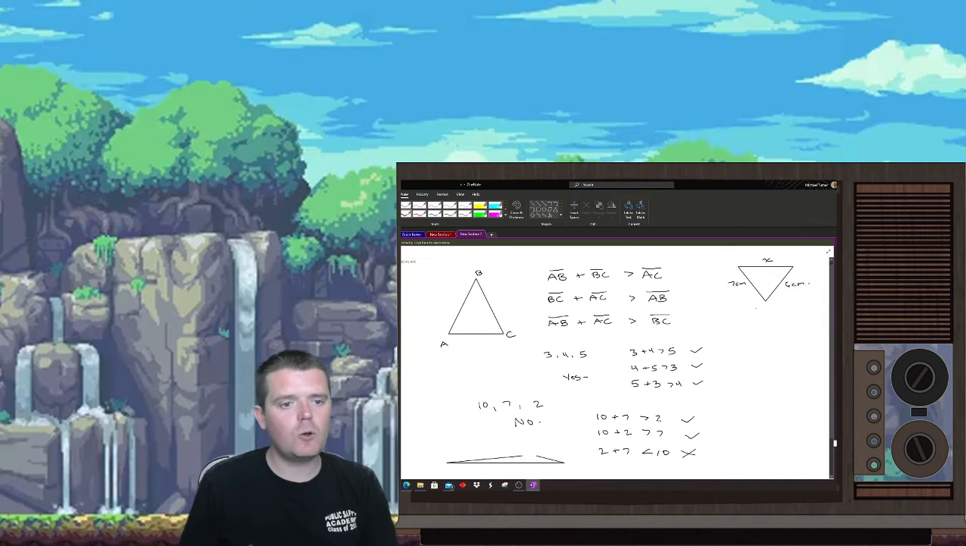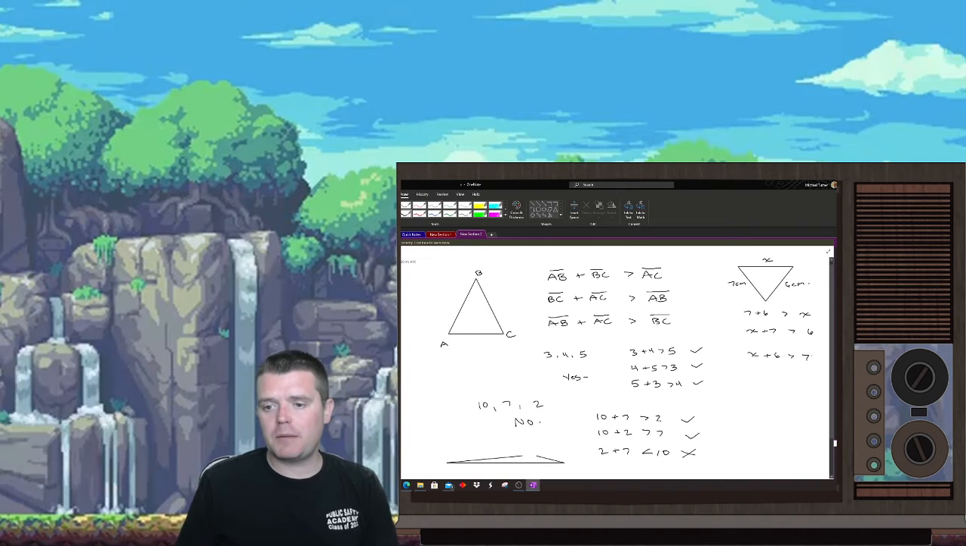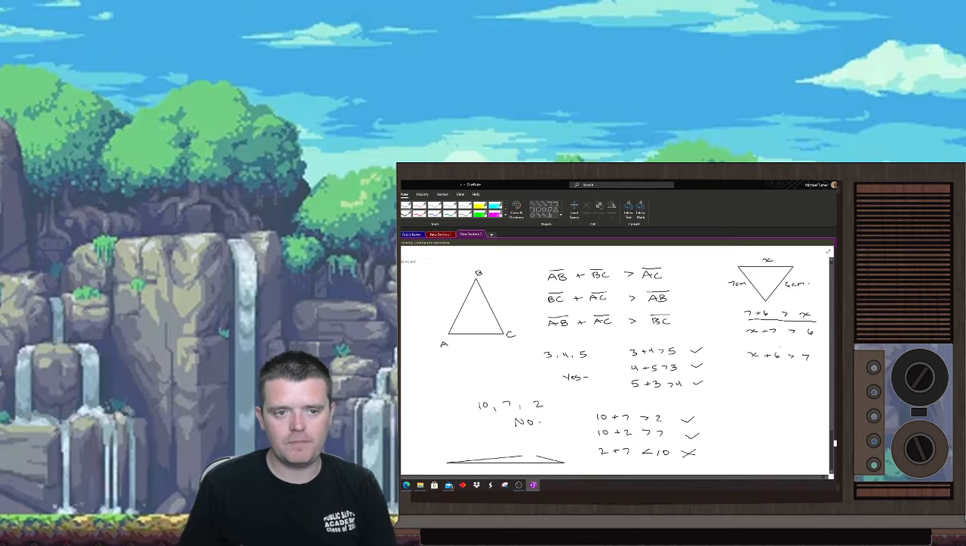So using the triangle inequality theorem, that means that the sum of any two has to be greater than the third. So if I add 7 and 6, it has to be greater than the third side, which is x. x plus 7 has to be greater than 6, and x plus 6 has to be greater than 7. So we are trying to establish a range of possible values for x. Now, when we add the two numbers that are given, that's easy enough. 13 has to be greater than x.